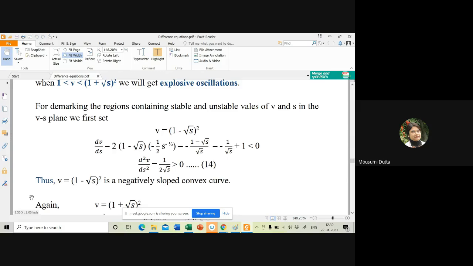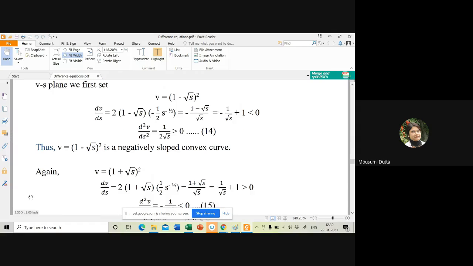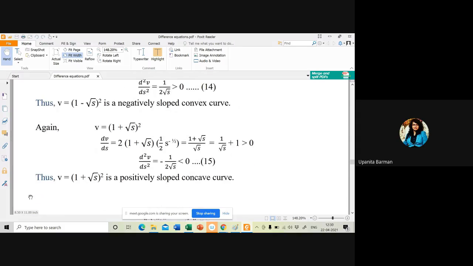Got the first derivative, dV/dS? Yes, ma'am. 1 plus 1 by root S, so it is positive. Second order is negative. So it is a positively sloped concave curve. Everybody could complete up to this? Yes, ma'am. Okay.